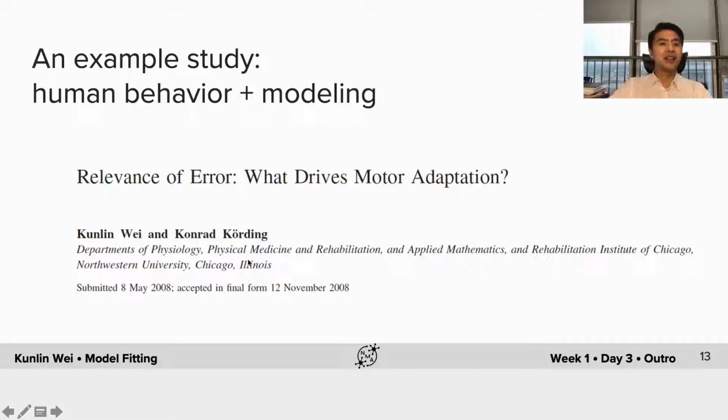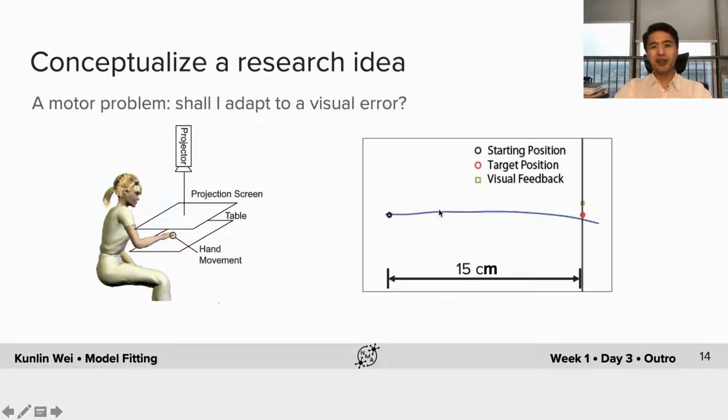My example study is from one of my papers published in 2008 together with Conrad Körding. It's called "The relevance of error: what drives motor adaptation." It's a simple human behavior study, but it does have a mathematical model. So my research question is very simple. Should I adapt to visual error? I'll show you one example.